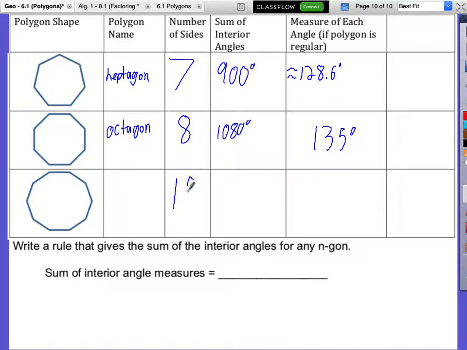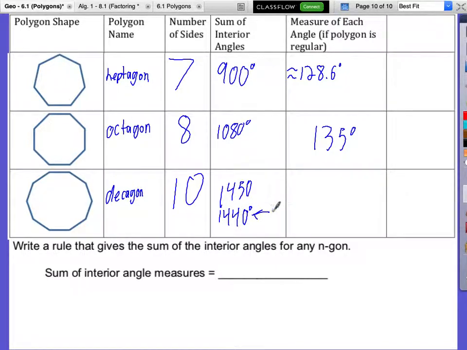Who had the 10-sided one? What's it called? Decagon. Okay, Jacob, what did you get for your measure? 1,450. Well, that's close. So the actual one would be 1,440.